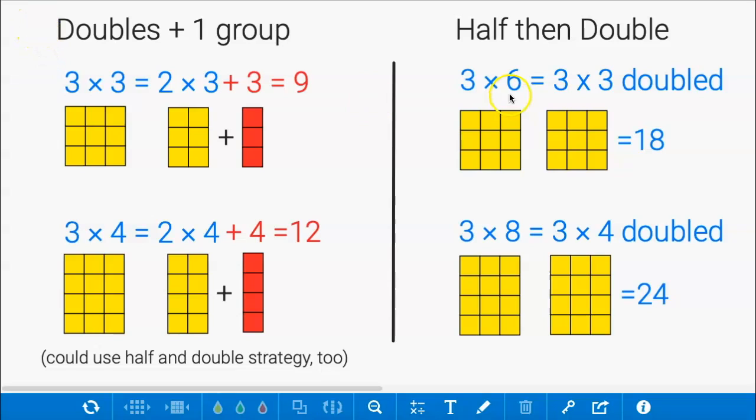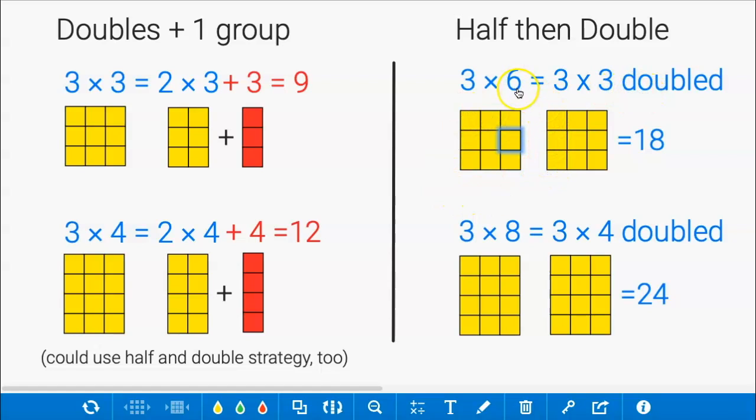Now, for 3 times 6 and 3 times 8, we could use the doubles plus 1 group and say double 6's are 12 plus one more 6 would be 18. But that can be a lot of adding. So we're going to take a look at another strategy called half, then double. Since 3 groups of 6 is the same as 3 groups of 3 twice, or 3 times 3 doubled, we can do it this way.